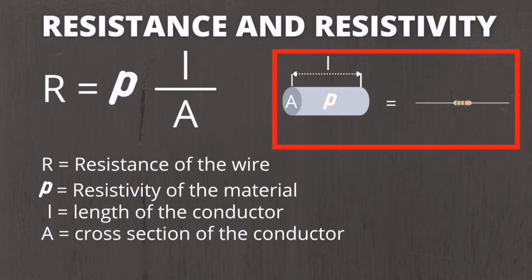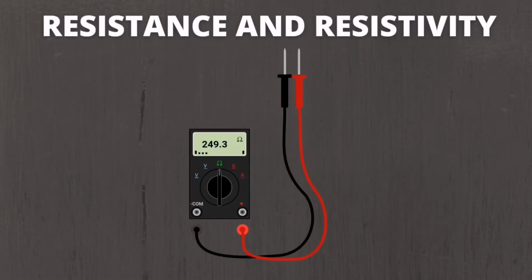To know the resistance of a given length of conductor, there is a formula: R equals ρ times L divided by A. In this formula, the Greek letter ρ denotes the resistivity of the material, L is the length, A is the cross-sectional area, and R is the resistance of the conductor. Just like a resistor, a given length of a conductor also has resistance.